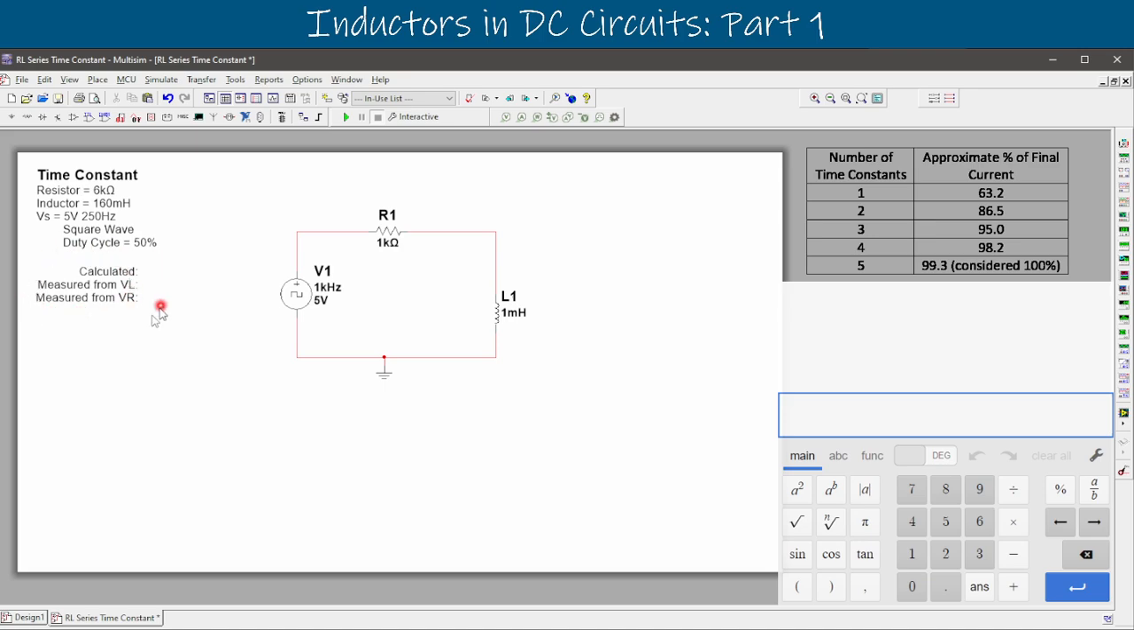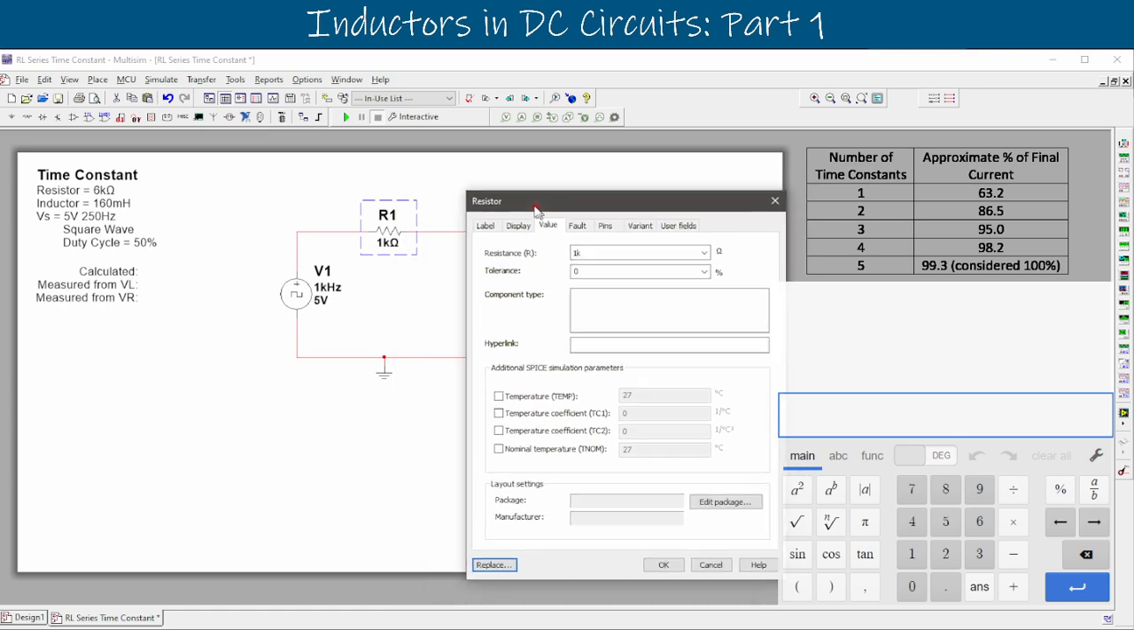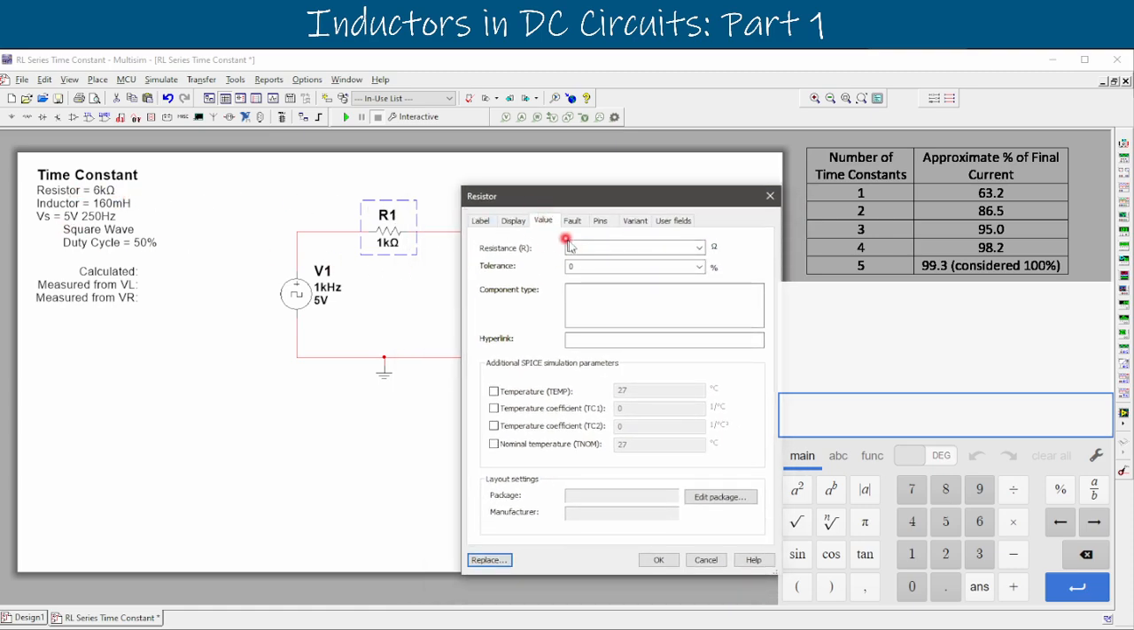And from here, we're going to calculate our time constant, and we're going to use the measured voltage drop across the inductor and the measured voltage drop across the resistor to determine if that time constant is accurate. So our time constant is based on our inductor and our resistor in the circuit. So we need to update those to be the correct value. So we'll double click on the resistor. We want it to be 6,000. So we'll say 6K.